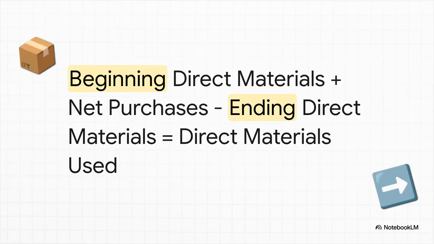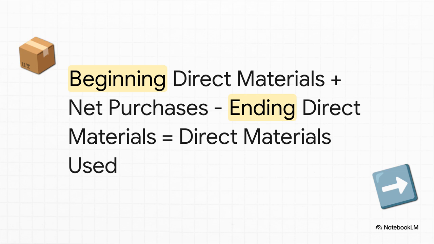Step 1. We kick things off by calculating the direct materials that were actually used up in production during the period. Here's the formula. Beginning direct materials plus net purchases, which remember includes stuff like freight in minus any returns, and then you subtract your ending direct materials.